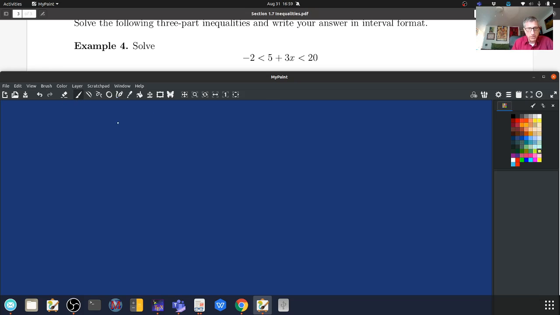These types of inequalities are really simple. We just treat it as if it were an equation, I mean a three-part inequality, not a three-part equation. So minus 2 is less than 5 plus 3x, which is less than 20. Here the rule is if I add something or multiply something, I have to do it to all three parts. So this is part 1, the middle part, and part 2. So again, we want to isolate our x term. So I'm going to subtract 5 from all three parts. And here I'm going to do it explicitly so you can see what's going on.